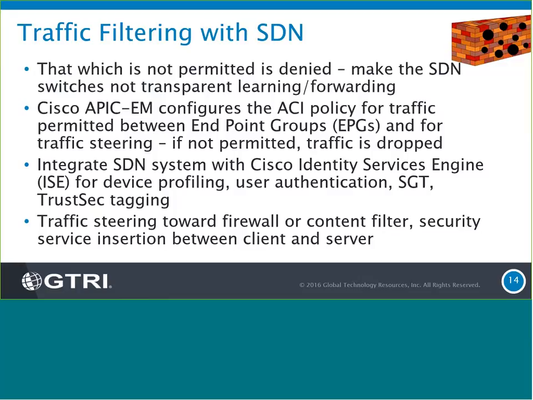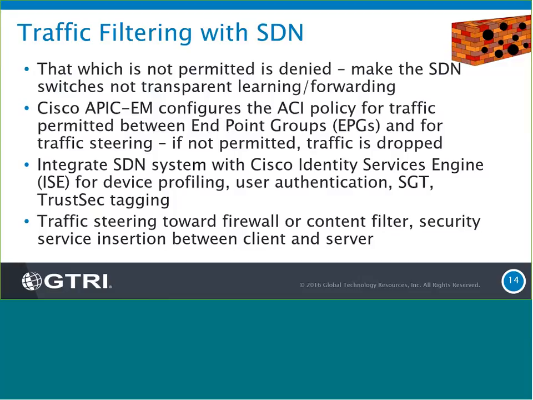Cisco APIC-EM can configure ACI policy and push that out to network devices. If it's not permitted, then the traffic may be blocked. We could integrate an SDN system with Cisco Identity Services Engine for device profiling, user authentication, or trust tagging, and based on that information, then allow traffic on a network.